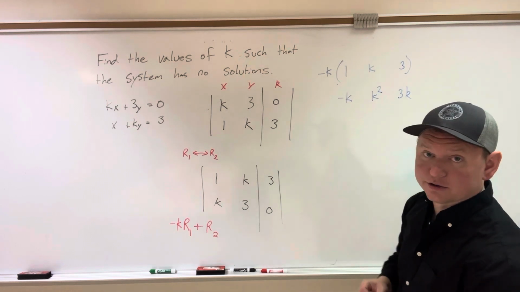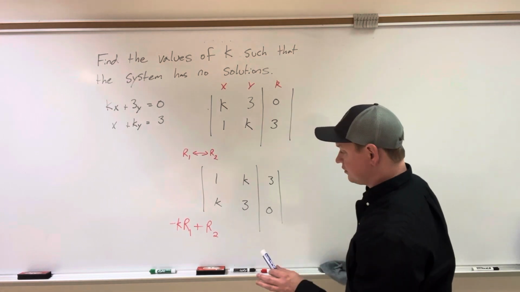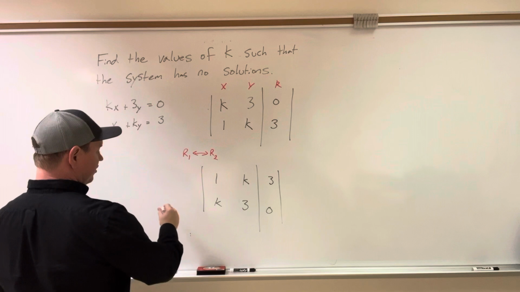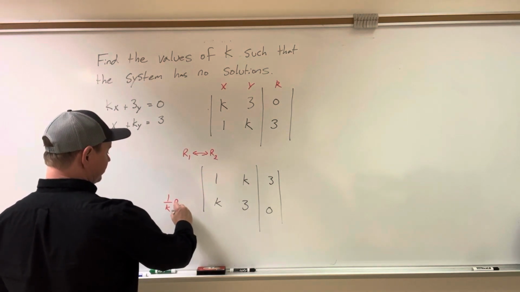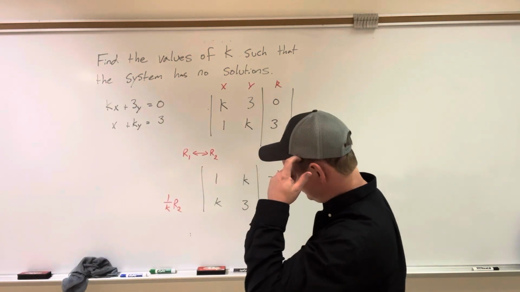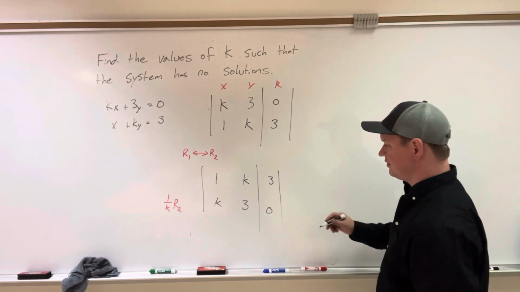Actually, no, that's not how I do it. Sorry, I think I'm going a little bit of a longer way. Sorry, we don't do this operation. I'm actually going to take 1 over k, and I'm going to multiply it by row 2. I'm going a little bit longer way. You can do this a little quicker, but it's good to see other ways.